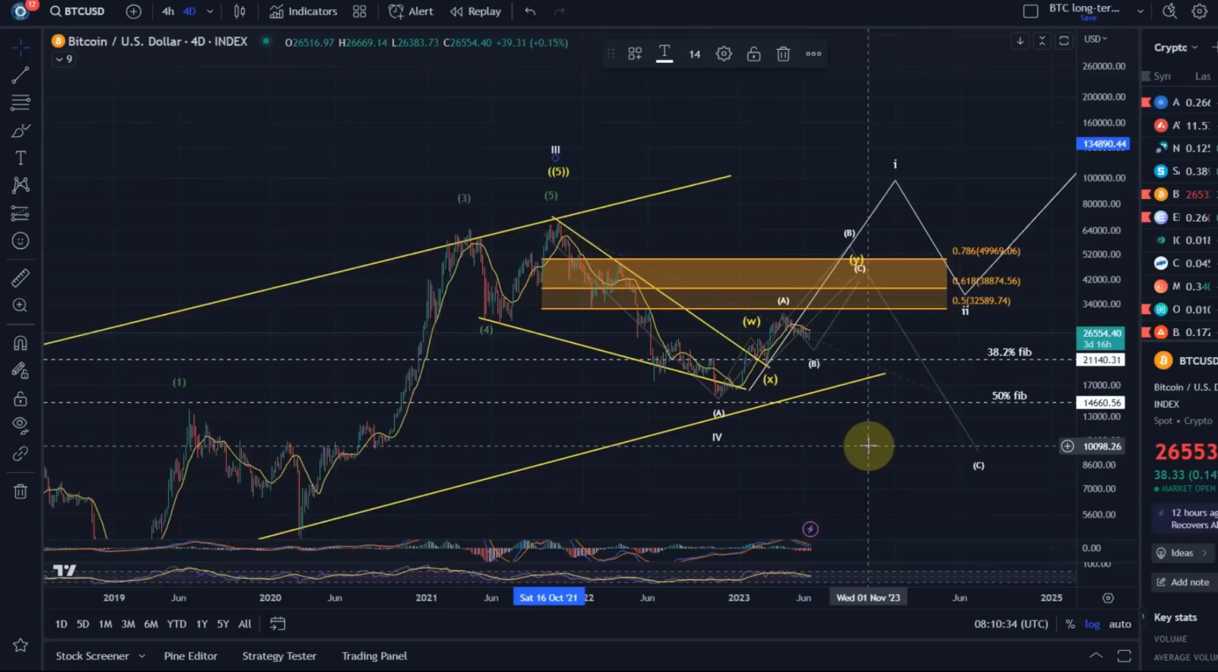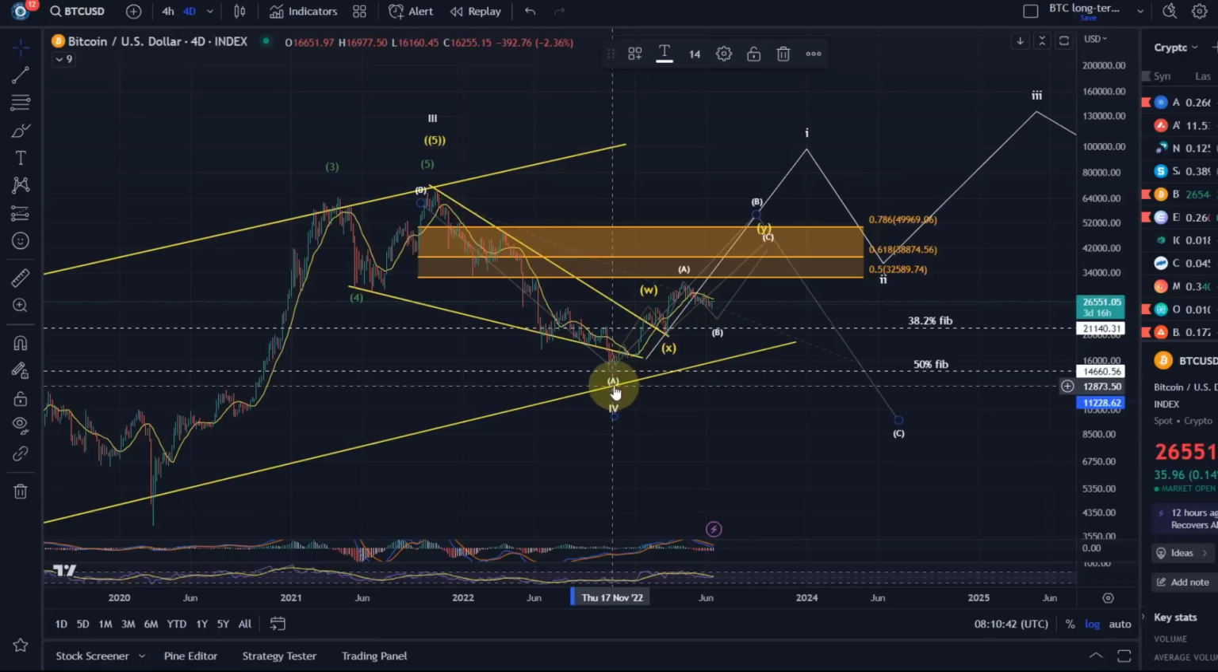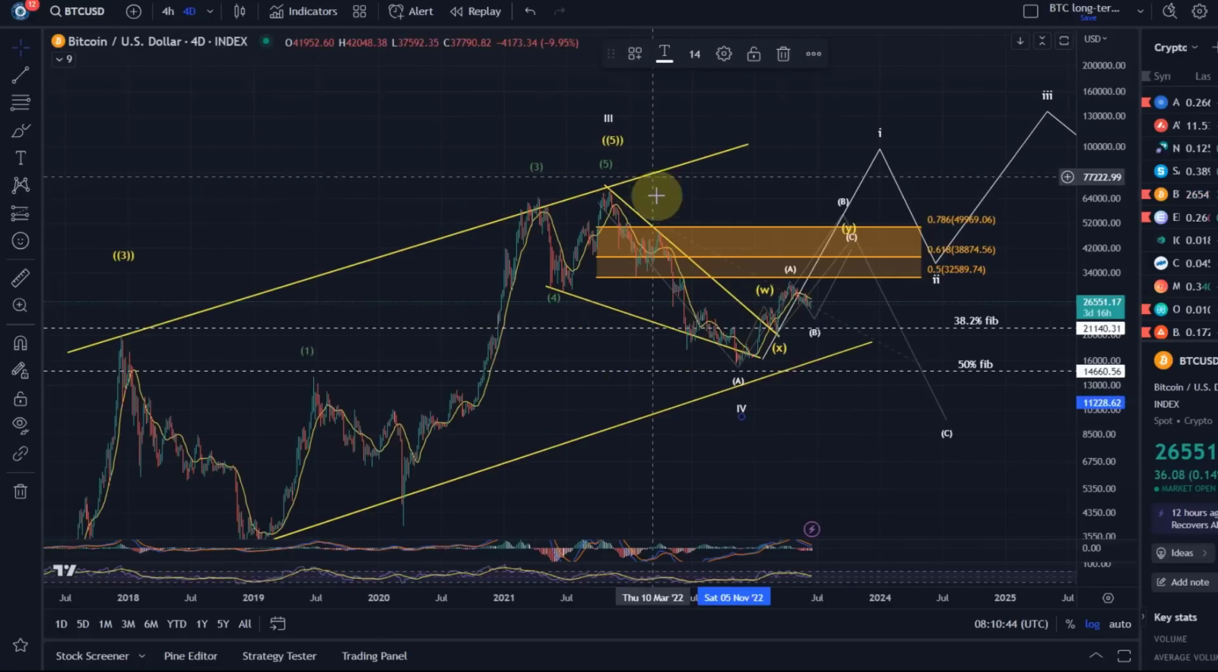At the moment, I lean towards the idea that the fourth wave was the low that we made in November 22. So that is the same on the linear chart as well. On the linear chart, though, it's a wave 2. So here you see the difference. Here on the log chart, I'm counting a wave 4. On the linear chart, I'm counting a wave 2, which came down in November 22.